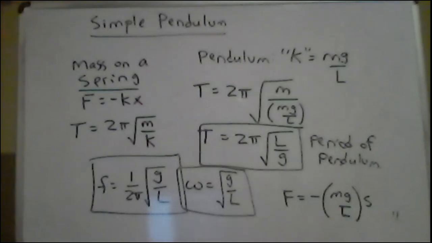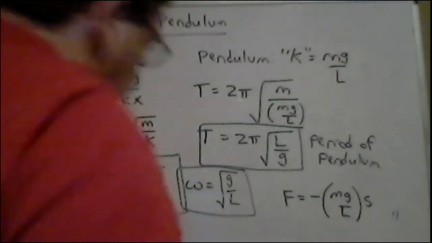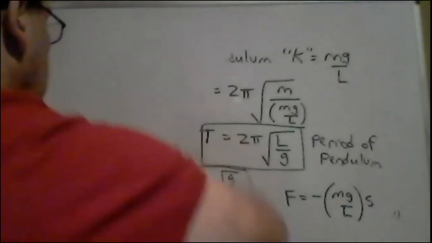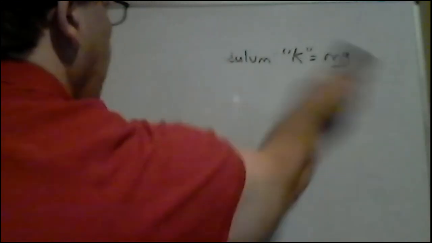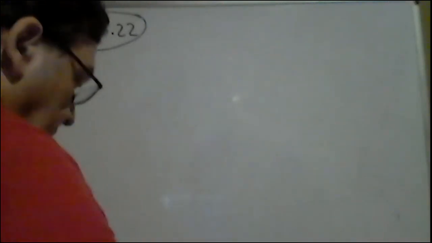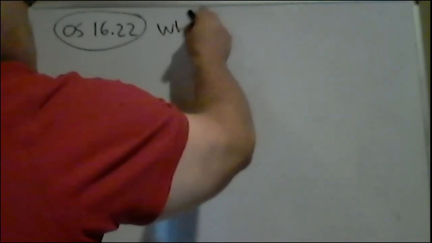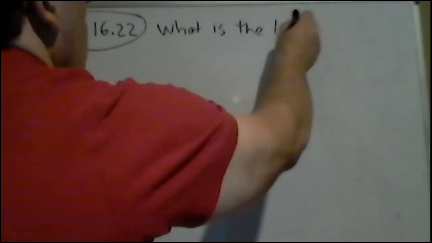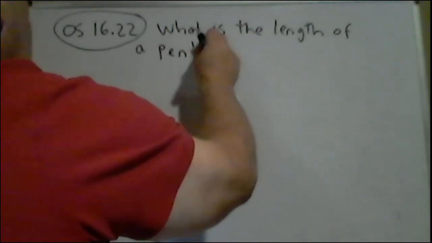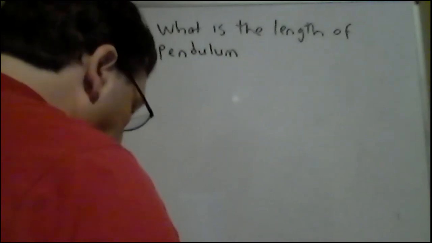All right, let's work some problems to get ourselves good with the simple pendulum. Let's go and test out these new formulas. Simple pendulum. I'm going to look at OpenStax 16.22. That says, what's the length of a pendulum that has a period of 0.500 seconds?